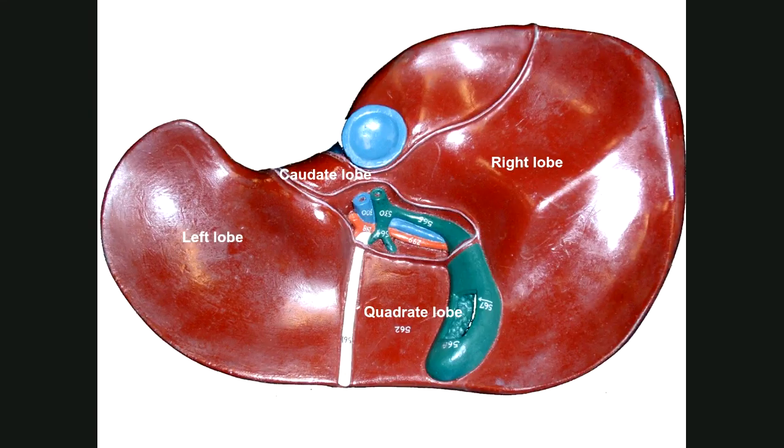So here's our liver. There's the lobes. You can see all four of them. The right lobe is the biggest. Left lobe is the next biggest. There's our quadrate next to the gallbladder. There's our caudate next to the inferior vena cava.